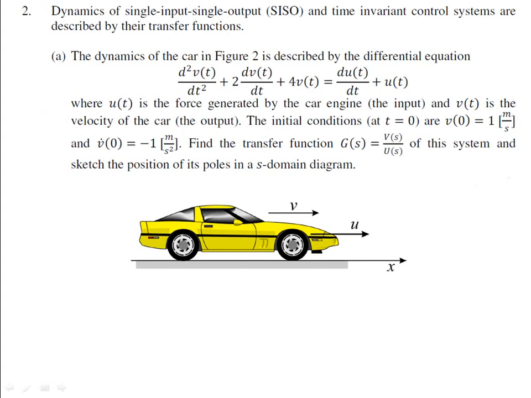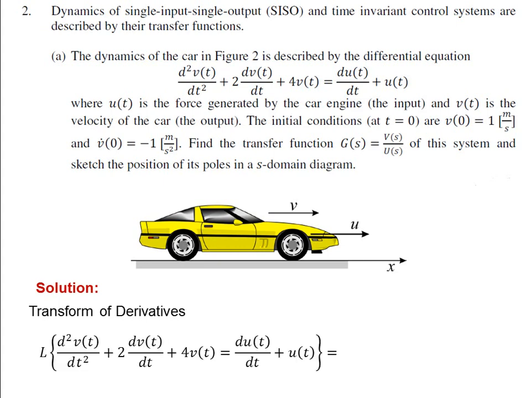The question says that the initial conditions are given: v(0) is 1 and v dot (0) is minus 1. We are looking for the transfer function G(s) equal to V(s) over U(s), and we also need to sketch the position of its poles in the s domain. Again, we need to solve this differential equation, so we need to use the transformation of derivatives theorem.